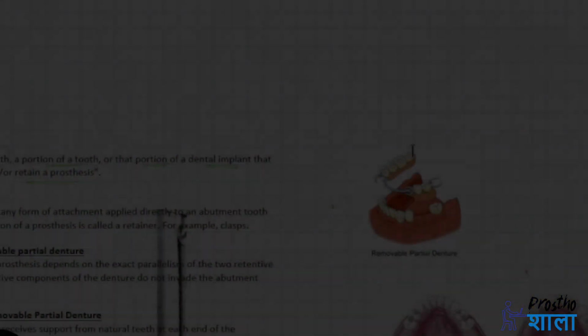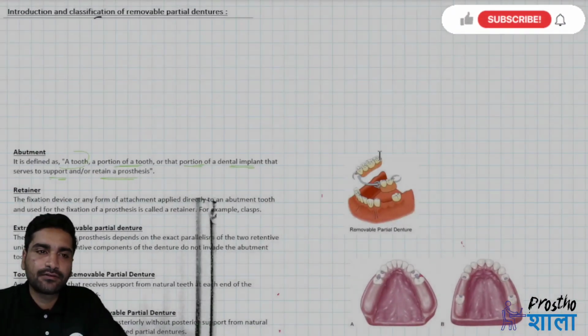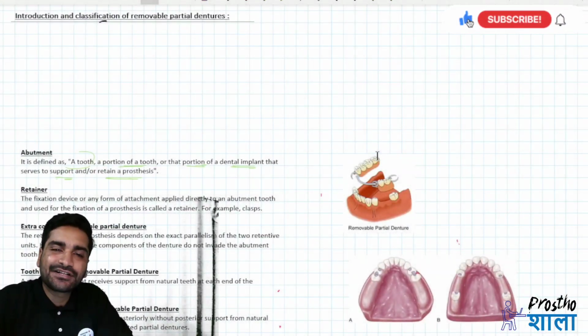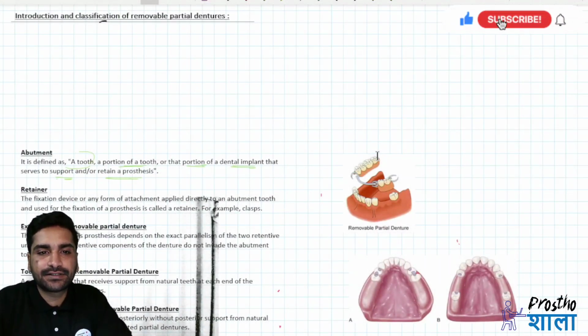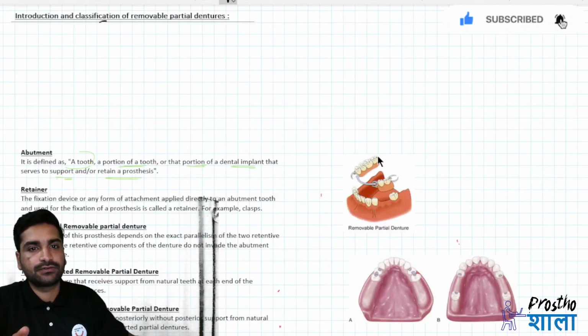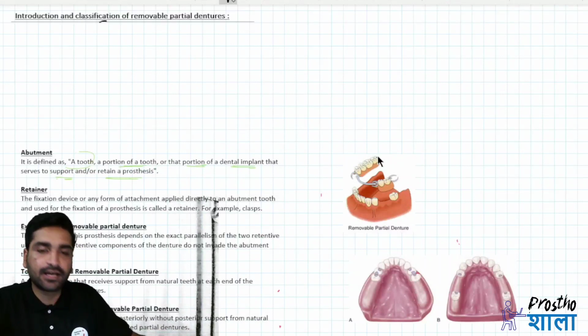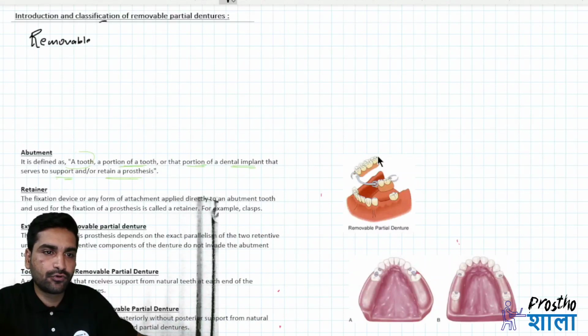So now starting with the very first unit, or the very first chapter of removable partial dentures, that is introduction and various classifications of removable partial denture. So firstly, before starting with anything, what we need to understand is how do we define a removable partial denture, or what is removable prosthodontics.